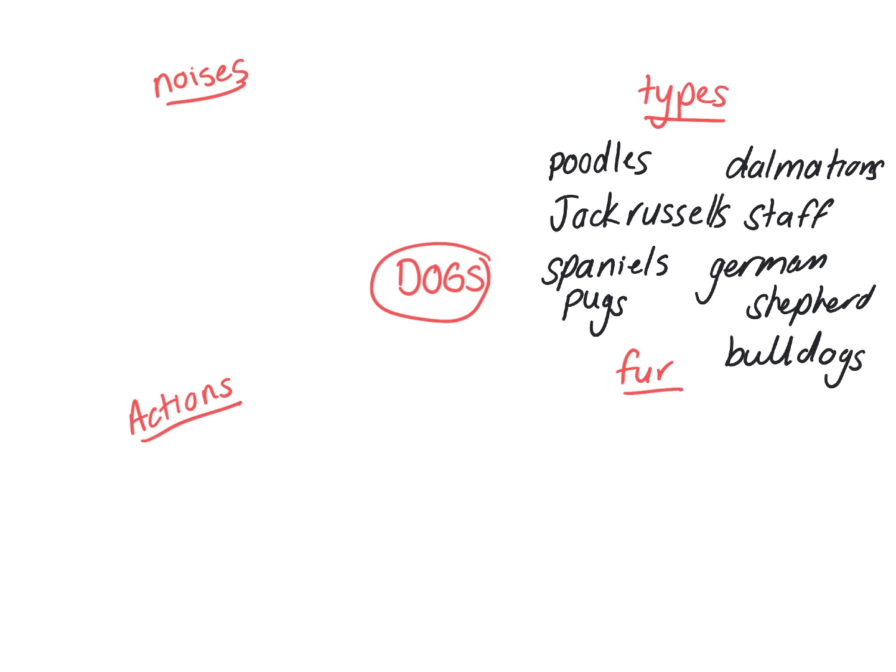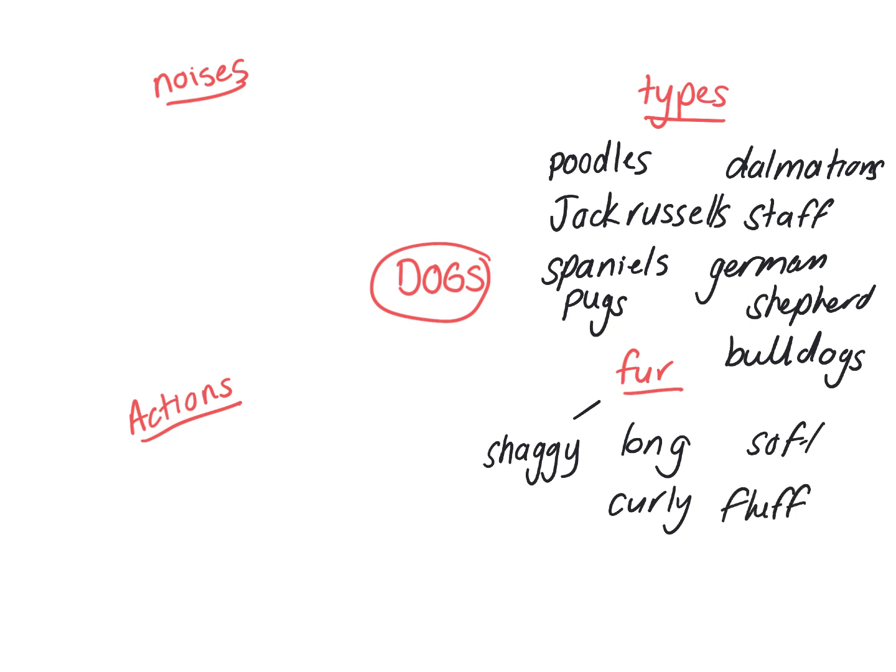If I think about dogs' furs, I think some dogs have very shaggy, long fur. Some dogs have soft fur. Some dogs have curly fur. Some dogs can be very fluffy. Some dogs have long fur, while others tend to have shorter fur or hair.